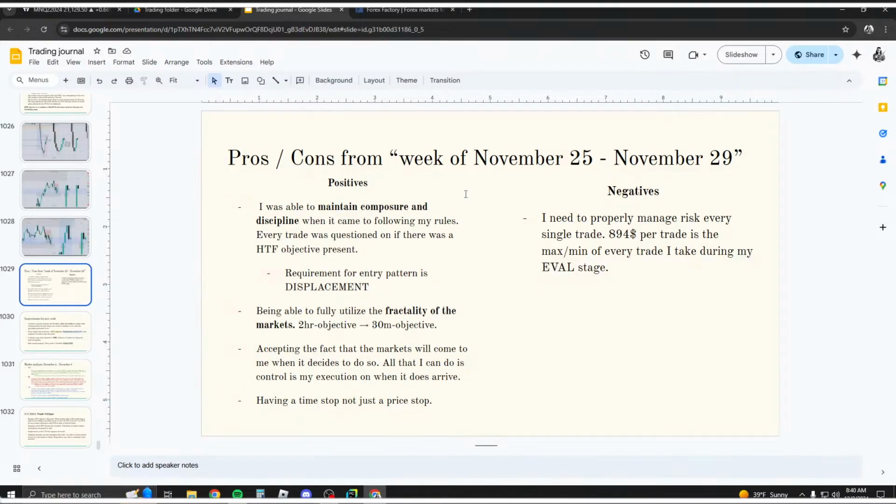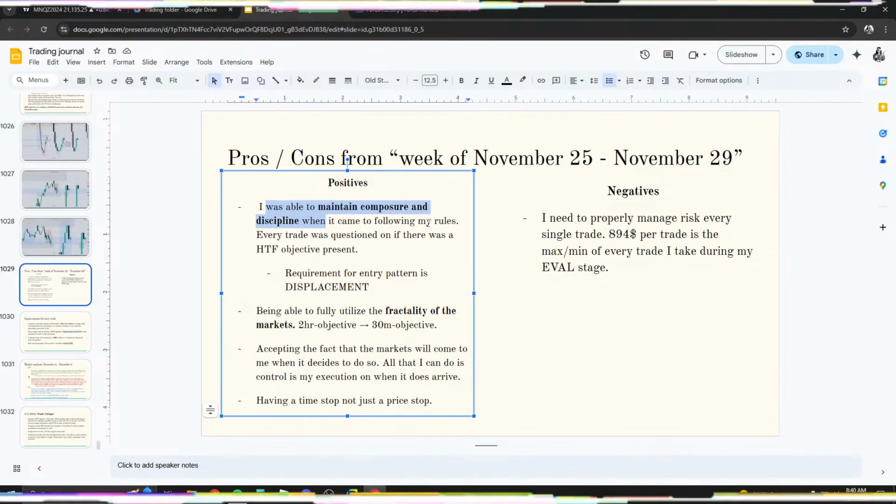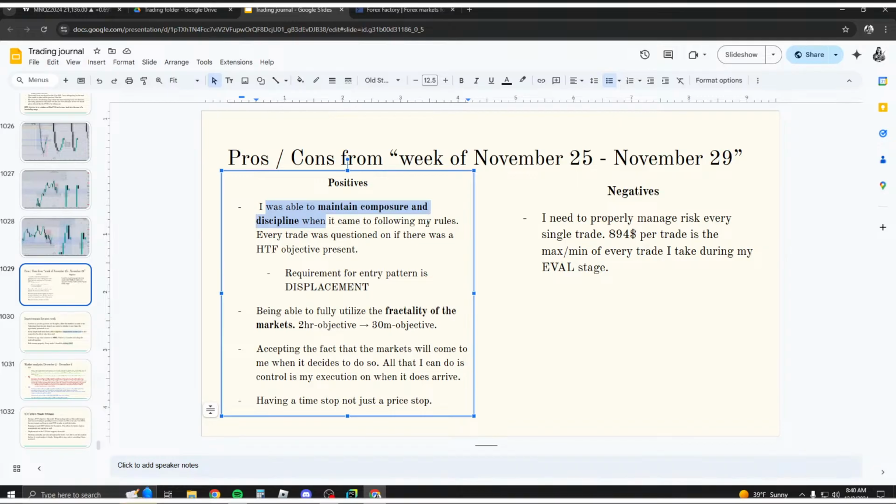So last week, on November 25th and November 29th, I was able to maintain composure and discipline when it came to following the rules that I've created for myself. Some rules include requiring a higher time frame objective, right? So, 4 reasons why prices move. If you guys are actively listening, you should write this down.